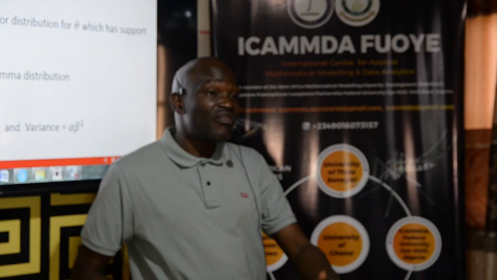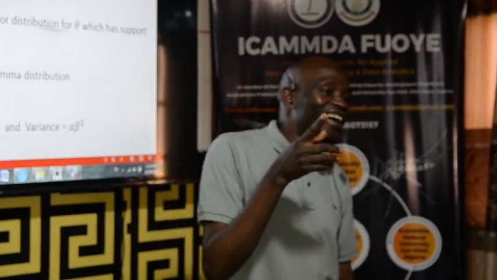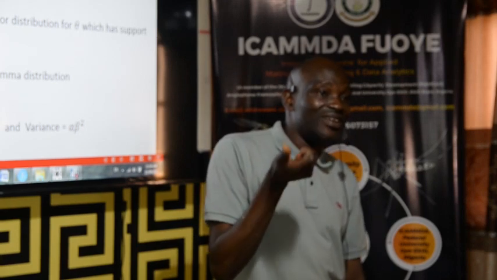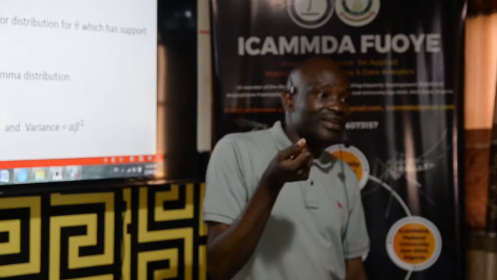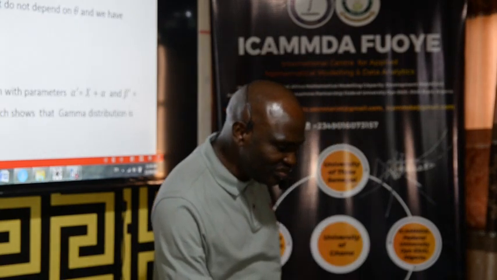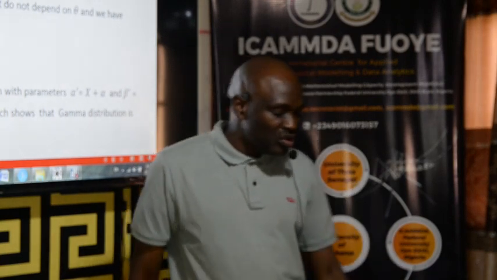Then this alpha and beta, what do they call them? Any statistician here? The scale and what? Shape parameter. That's what they call them. Shape and scale parameters. So we want to combine the two.